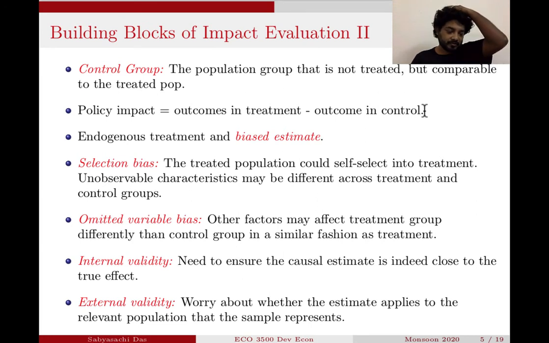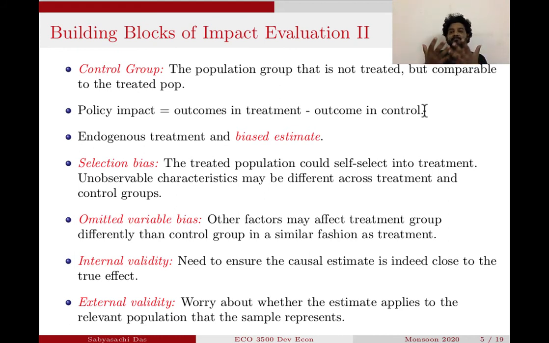Let me introduce two concepts before moving to various methods to address these issues of endogeneity of treatment. The first concept is internal validity. If you ensure that these two biases do not occur in your estimation method, then you are more convinced that whatever estimated effect you find is indeed close to the true effect, right? Because you are trying to measure something about reality, to what extent opening bank accounts changes the savings and investment behavior of the villagers.